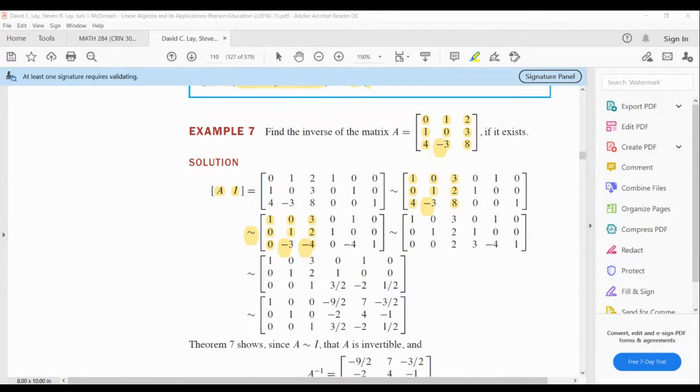Hold on, one moment, class. Let me just get this yellow off here. I just want to be sure you're focused. This will be good for the recording. Let's see, 3 times row 2 plus row 3.